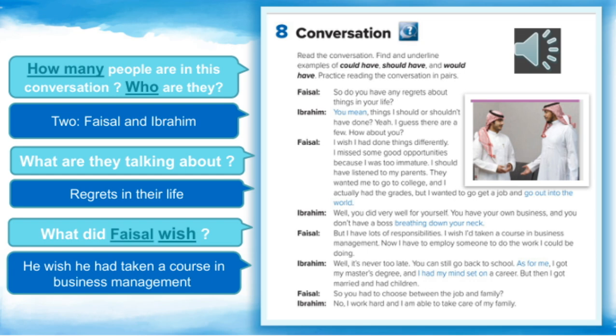In their conversation, they're discussing regrets, things they wish they had done differently in their lives. These kinds of reflections are quite relatable, aren't they? And who's involved in this conversation? Just two people, Faisal and Ibrahim. Their exchange is personal but also universal, showing that everyone has moments of regret.